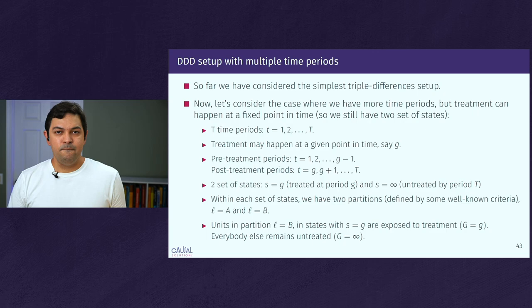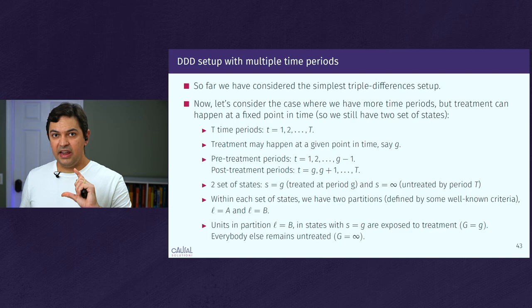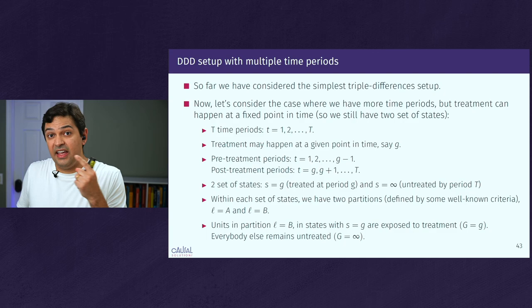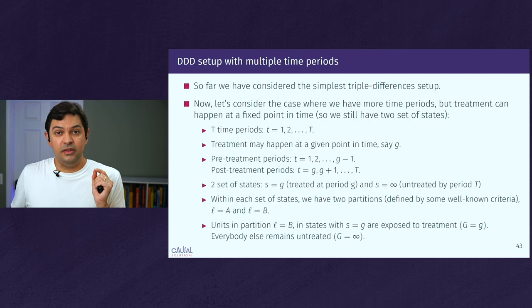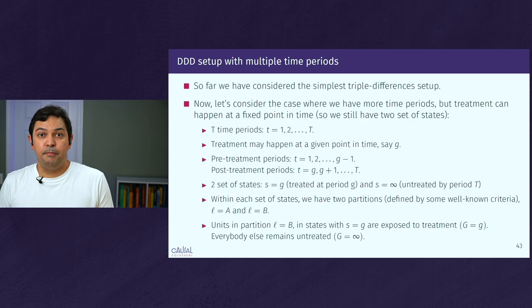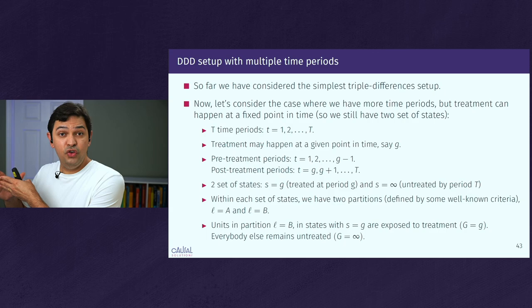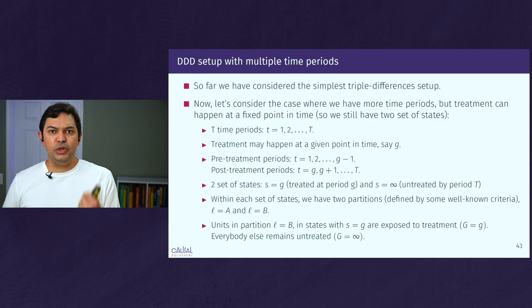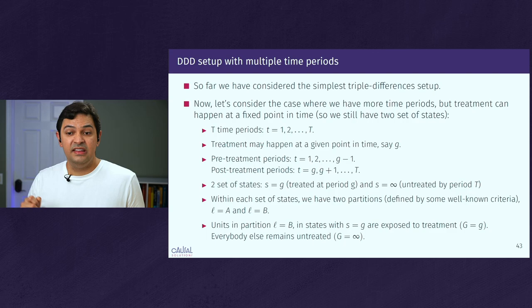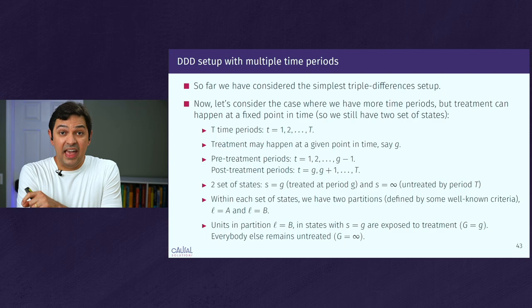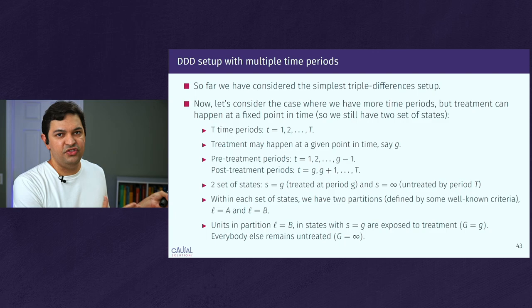Now, this would be sufficient to talk about difference-in-differences. But remember, we are in a triple difference environment. What makes it a triple difference? I have to satisfy an additional criterion to actually be treated. So I'm still going to keep these two partition criteria. You either belong to L equals A, which were unaffected by the policy, or you belong to L equals B, which are affected by the policy if you are in a state which passed this law. So units in partition L equals B, in states with S equals little g, are exposed to treatment. They have G equals little g. Everybody else remains untreated. They have G equals infinity.